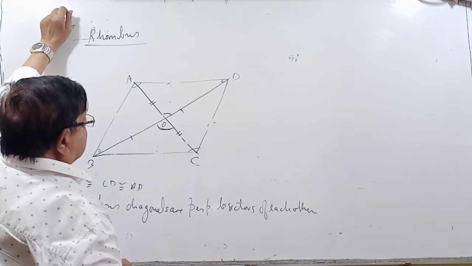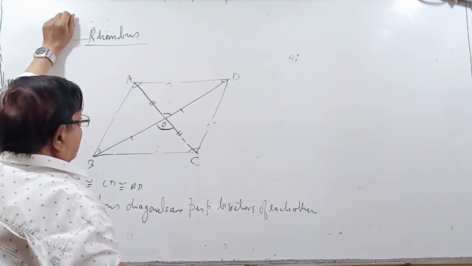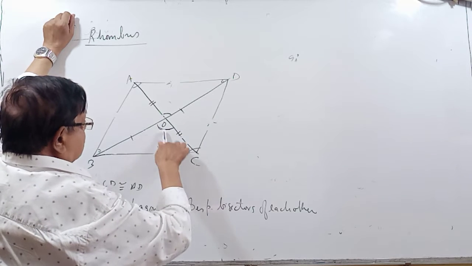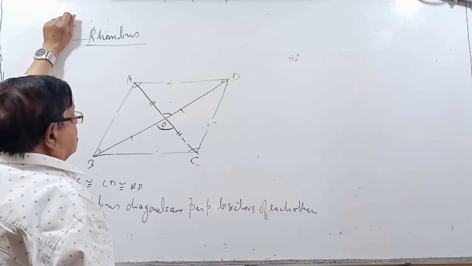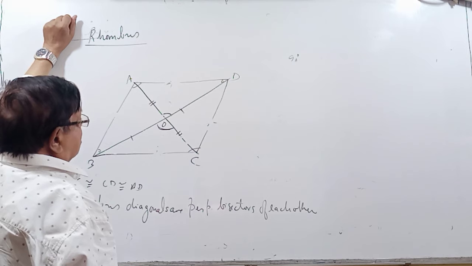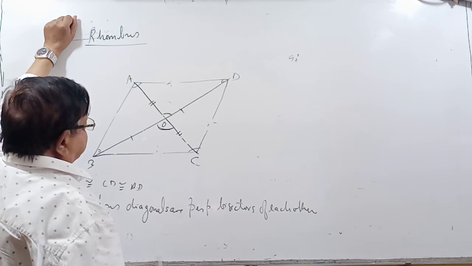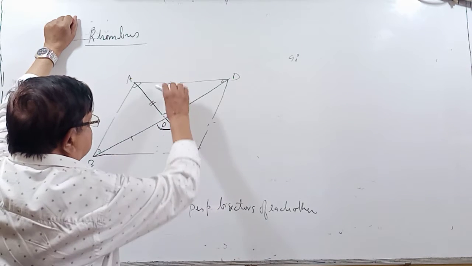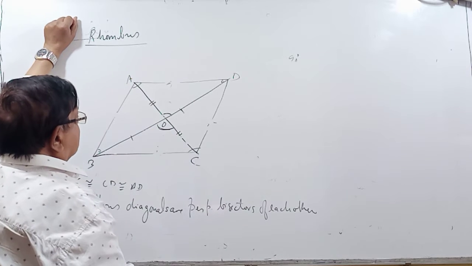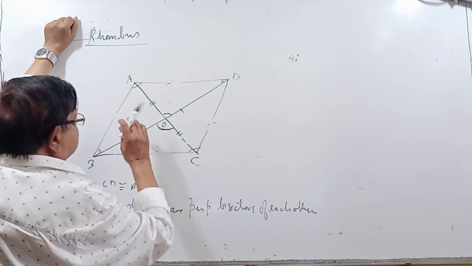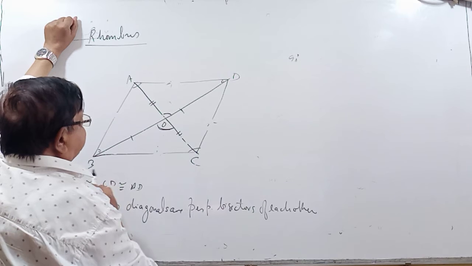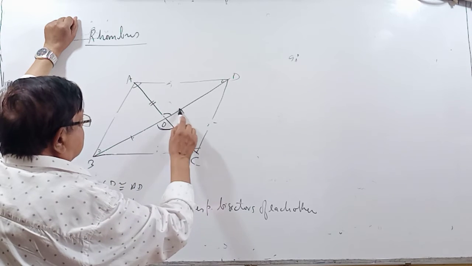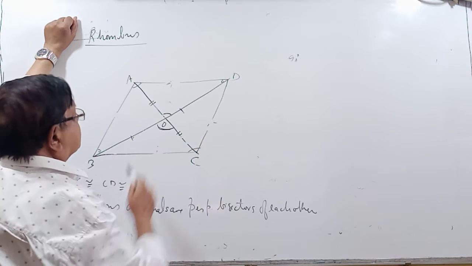Therefore, the triangles are congruent. This triangle is congruent to this triangle. Similarly, we can say that this triangle is congruent to this triangle. Similarly, this triangle is congruent to this triangle. This is congruent to this. This is the common side.